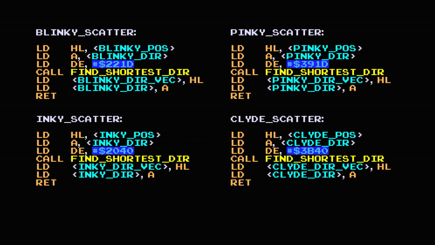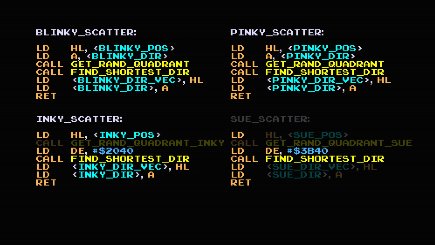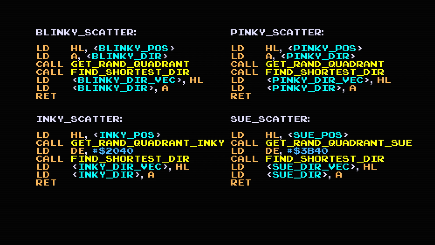Now, what changes in Miss Pac-Man? In Blinky and Pinky's case, the LD instruction that originally set up the target tile has been replaced by another function call, a routine that gets a random target tile. This function just supplies the DE register with a randomly generated target tile coordinate pair, which we'll look into more in depth in a moment. For Inky and Sue, however, a different LD instruction is replaced with a similar function call instruction.